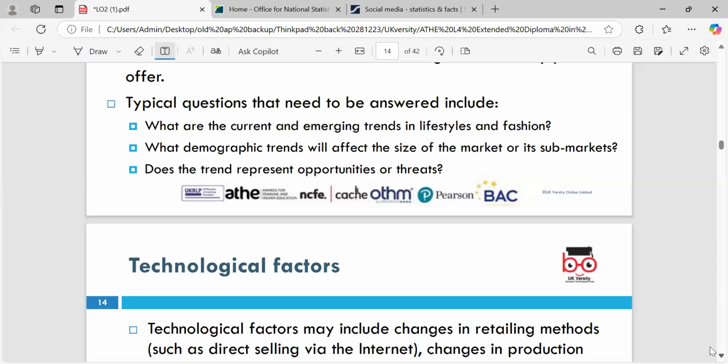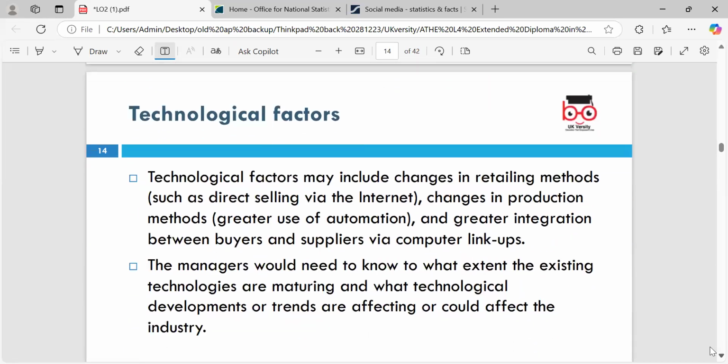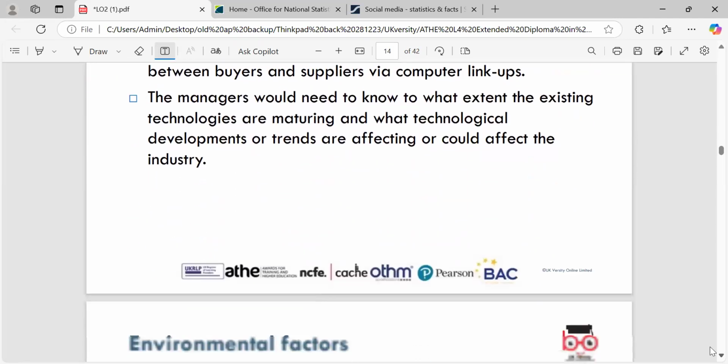Do the trends and opportunities affect technology factors? We have to look around technological factors, which may include changes in retailing methods such as direct selling via the internet, changes in production methods, greater automation, and greater integration between the buyers and the sellers. The manager would need to know to what extent the existing technologies are maturing and what new technologies are emerging. So these we have to look around.